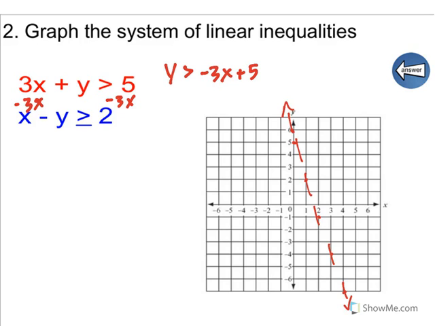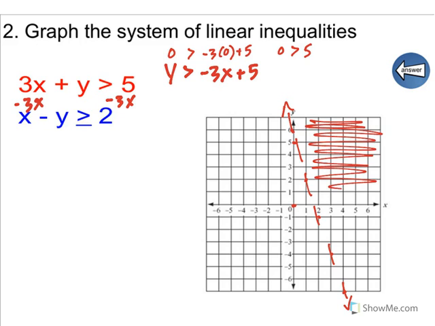I'm going to use my test point of 0, 0 to see which side I should shade. So 0 is greater than negative 3 times 0 plus 5, which means 0 would be greater than 5. Is 0 greater than 5? It is not. So that says shade on the side that does not contain 0. So that would be shading on this side over here.